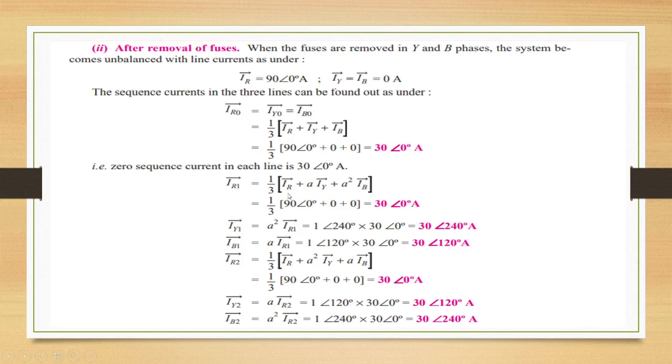IR1 is 1/3 of IR plus a IY plus a square IB. Substituting the values, we will get 30 angle 0 amperes. IY1 is 30 angle 240 degree amperes. IB1 is 30 angle 120 degree ampere, and IR2 is 1/3 of IR plus a square IY plus a IB. So it is 30 angle 0 amperes. IY2 is 30 angle 120. IB2 is 30 angle 240 degree ampere.